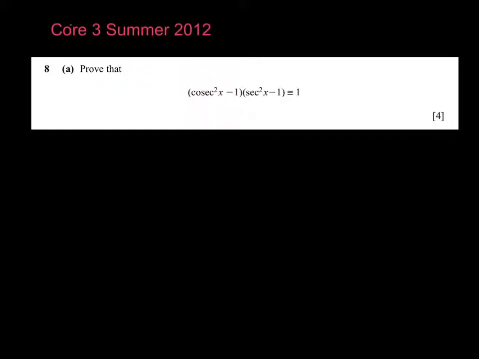Core 3, Summer 2012, Question 8, it's a trig identity. Always remember you've got to work left to right. And in this case, we're going to be using the identities which are generated from cos squared plus sine squared equals 1. If I divide everything by cos squared, I get 1 plus tan squared equals sec squared.